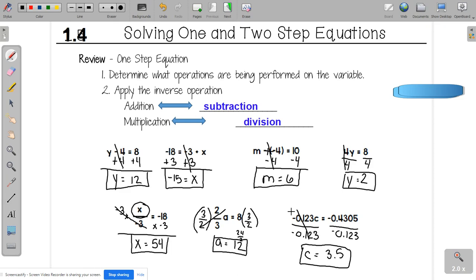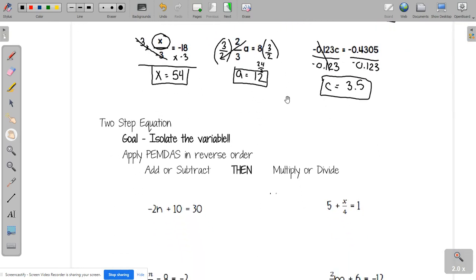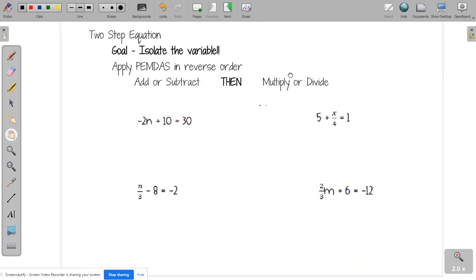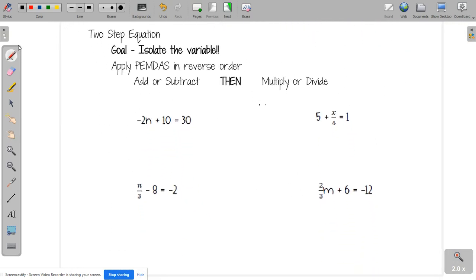Now we need to look at 2 steps. So our goal for 2 steps is to isolate the variable. So we apply PEMDAS but in reverse order. So we're either going to add or subtract first, and then we're going to multiply or divide.